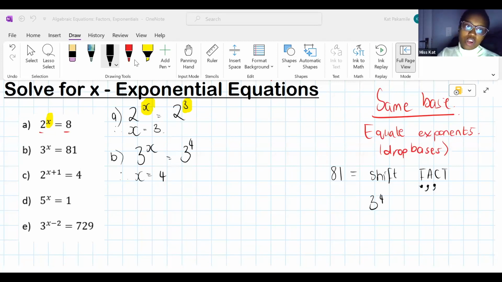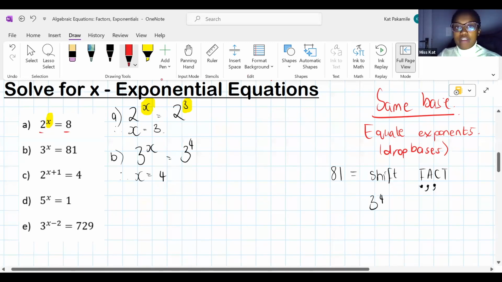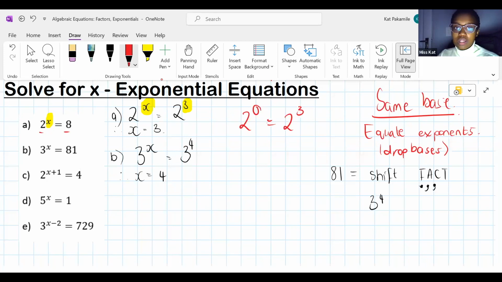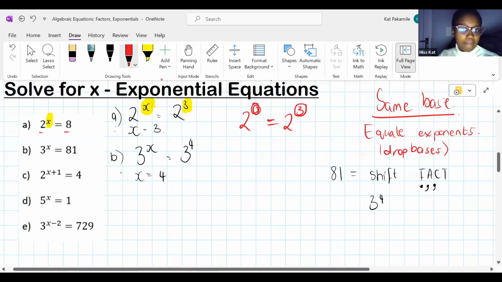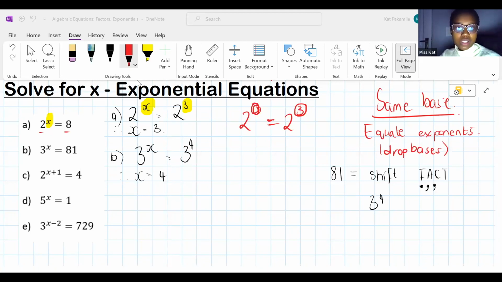So Tando, the logic is if 2 to the power of something, we use an x because we don't know what that something is, right? If 2 to the power of something is the same as 2 to the power of 3, this equals is telling us they are equal. Then that something has to be how much? 3, ma'am. Do you see why? That's what I was saying.